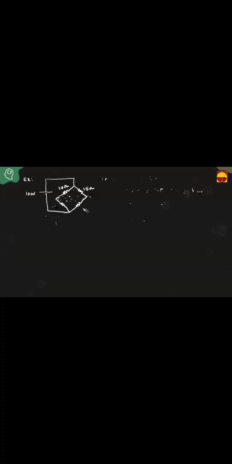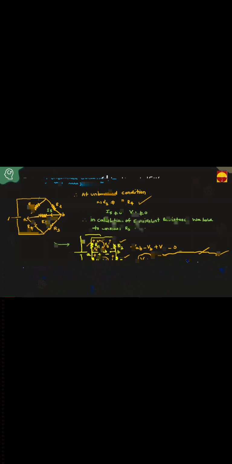Then how do we calculate VA minus VB? VA is nothing but 100 into the voltage across this resistance, like this. Or you can also apply the upper loop, the voltage across this resistance minus the voltage across this resistance. I am applying the bottom loop: 100 into the voltage across the 6 ohm resistor. 100 into 6 by 10 plus 6, minus 100 into 8 by 15 plus 8.